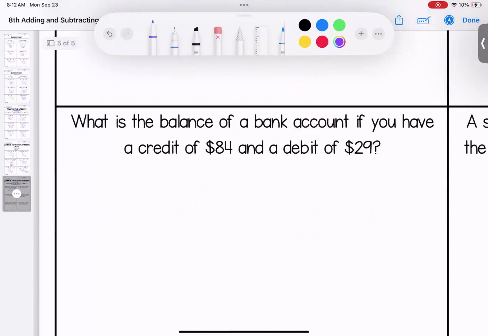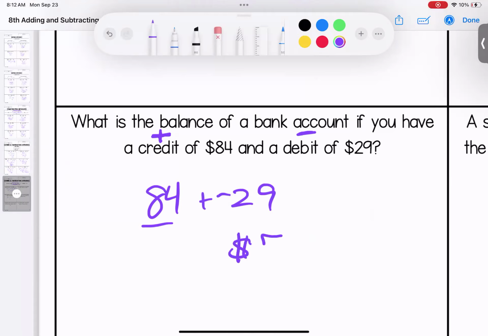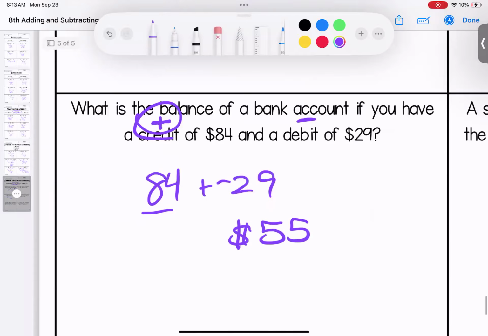What is the balance of a bank account if you have a credit of $84 and a debit of $29? So the 84 is positive. We're subtracting 29. Keep, change, change. 84 minus 29 means I have a balance of $55. And because the 84 is positive, which was our credit, that means I have $55 in that account.